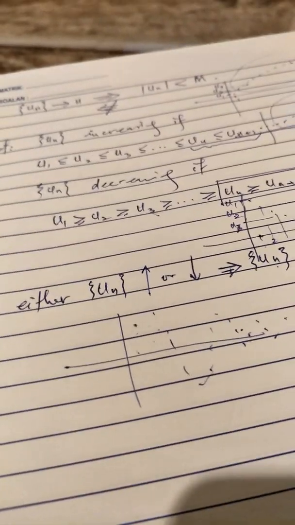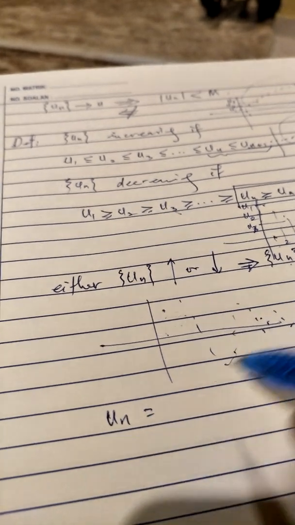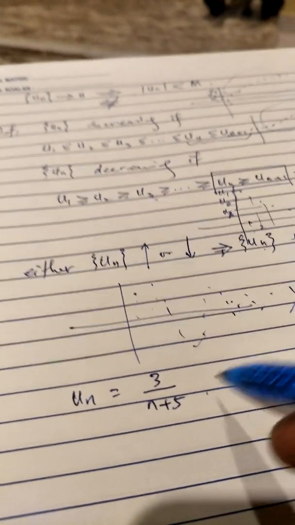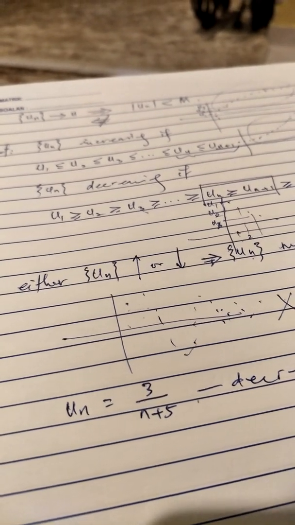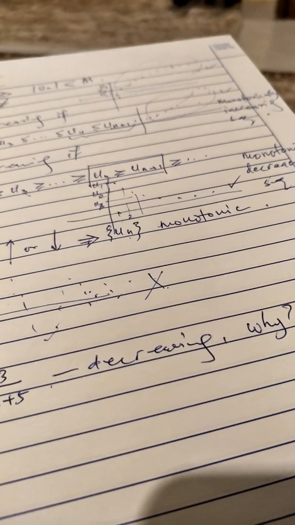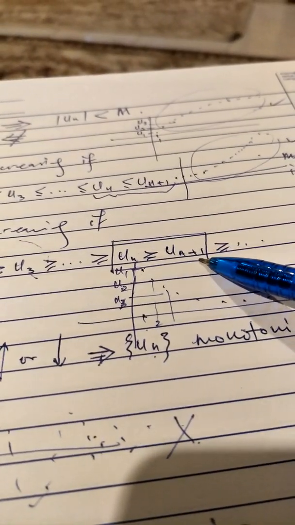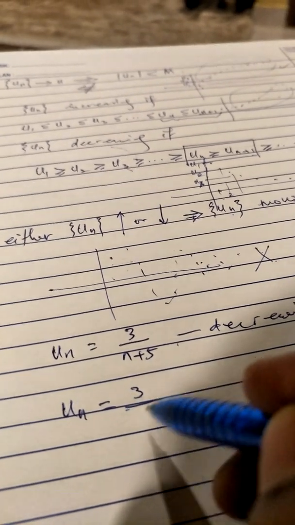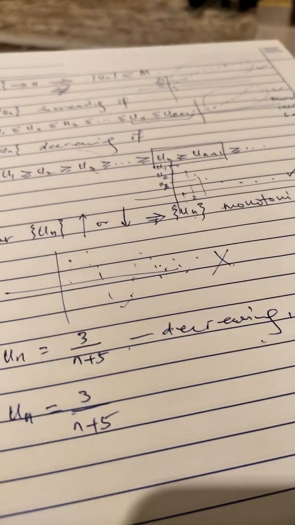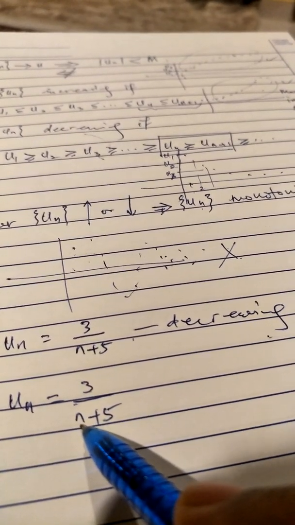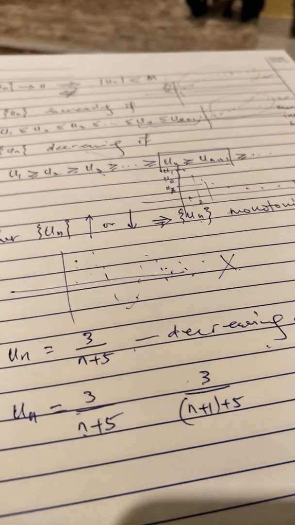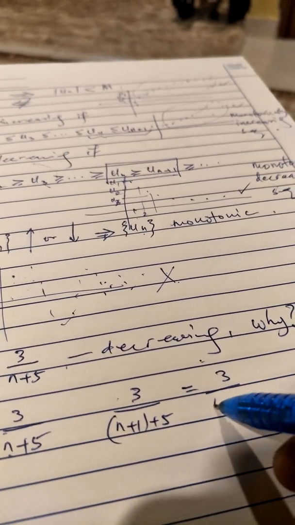Alright, now let's see some examples of how to show a sequence increases or decreases. Let's say our un is given as 3 over n plus 5. Okay, this is a decreasing sequence. Why? Look at the decreasing sequence: we need un greater than un plus 1. Our un is 3 over n plus 5. If you increase n to n plus 1, see what happened. We have 3 over n plus 1 plus 5, which is 3 over n plus 6.